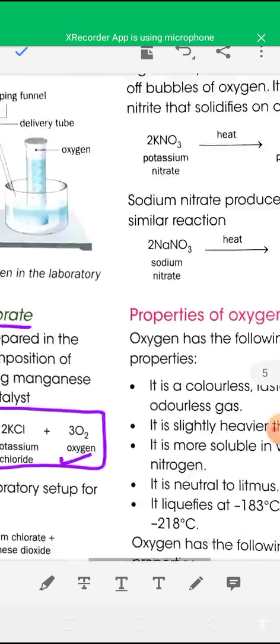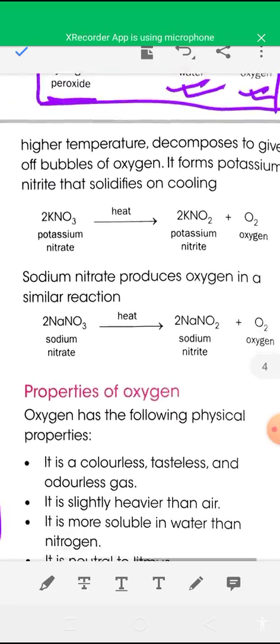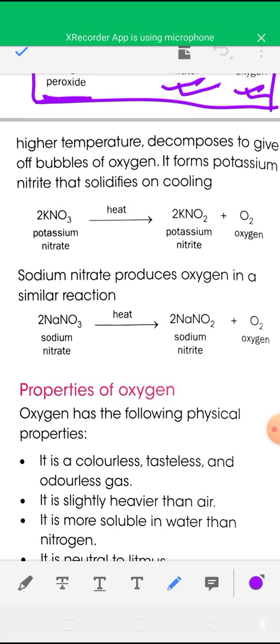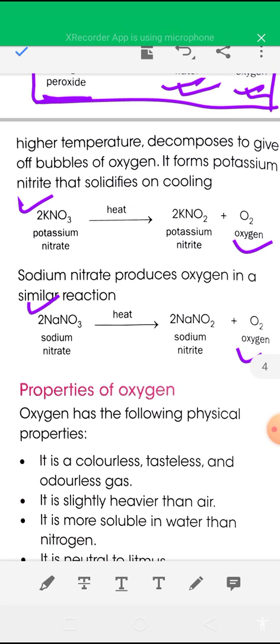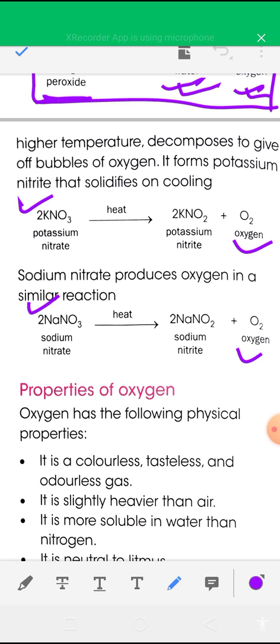And from metal nitrates, preparation of oxygen from metal nitrates like sodium nitrate and potassium nitrate. When these metal nitrates are heated, oxygen gas is produced. When metal nitrates like KNO3 or NaNO3 are heated, then you will get oxygen and metal nitrite. That is preparation of oxygen from metal nitrates.